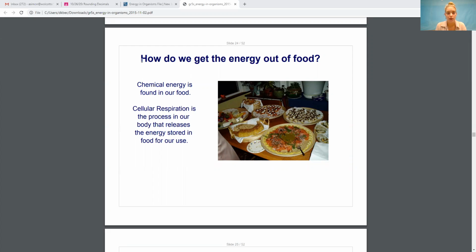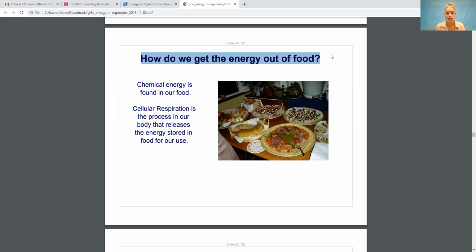All right, so the first thing we're going to talk about today is how do we get the energy out of food? Okay, so go ahead and put that down. How do we get the energy out of food? So we know that our food is chemical energy. We learned that a couple of days ago, but it doesn't just magically become usable. It goes through a process, and that's what we're going to discuss today.